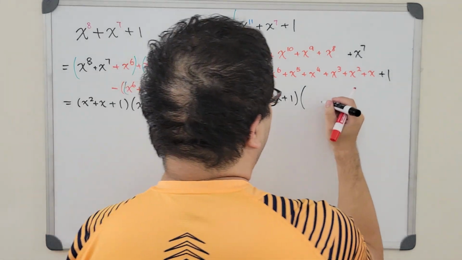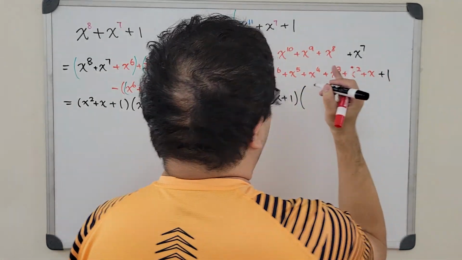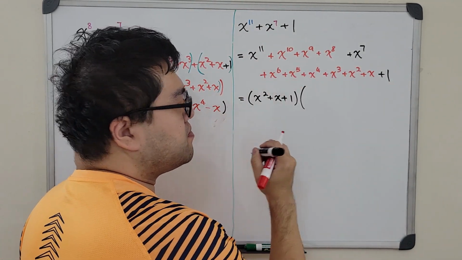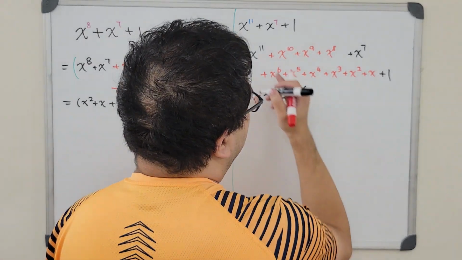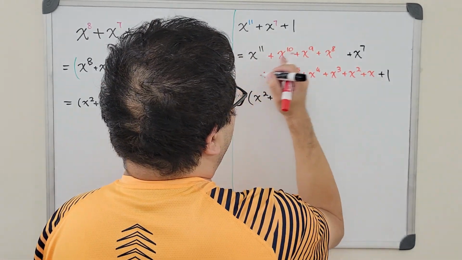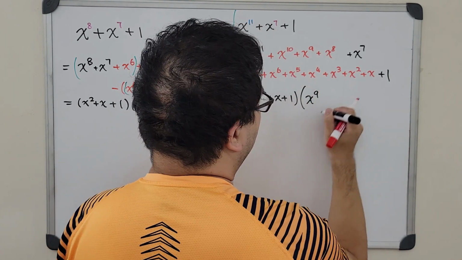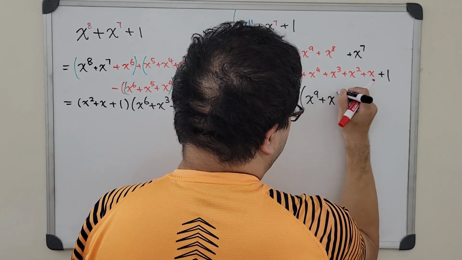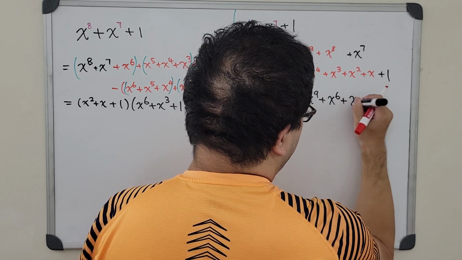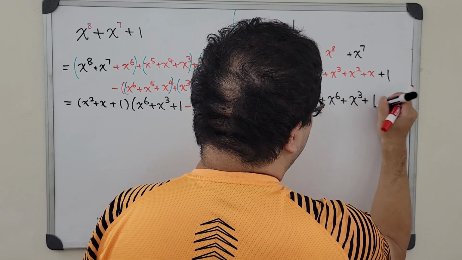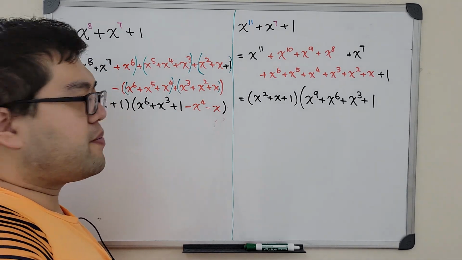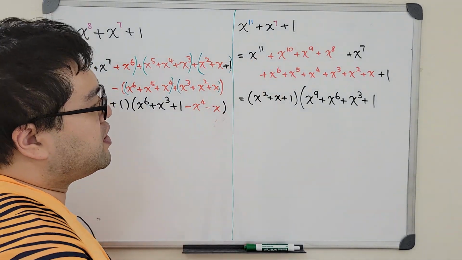So if we fill it up, we'll end up with 11 plus 1 terms, so it will be 12 terms. Then if we group by every 3 terms, we will get x to the 9th power plus x to the 6th power plus x to the 3rd power plus 1. And now we just need to subtract back the terms that we actually filled in.